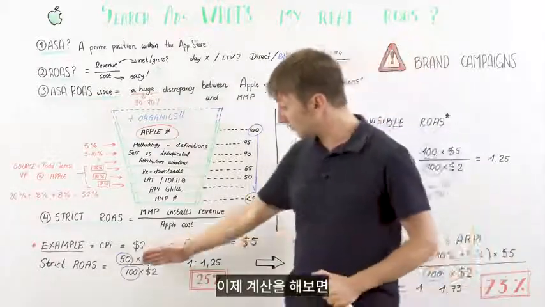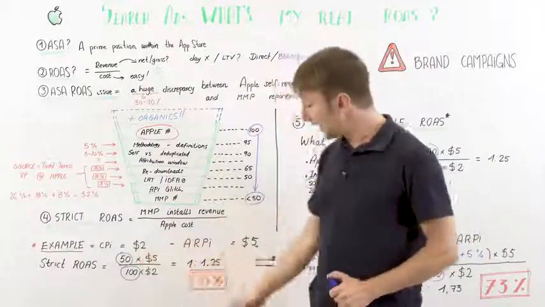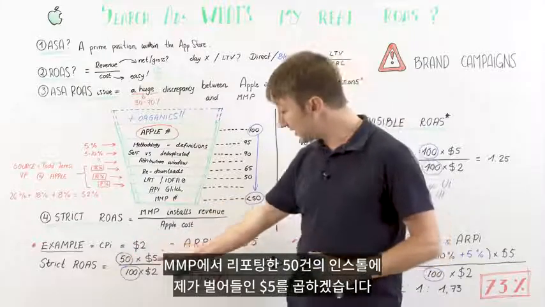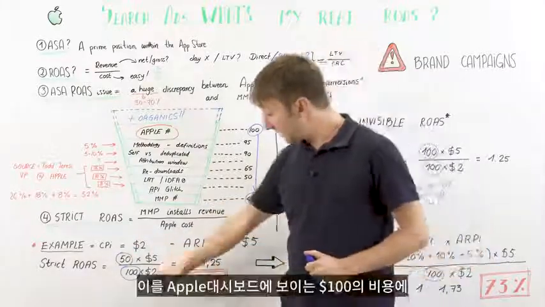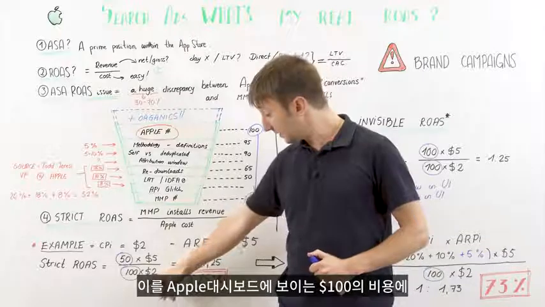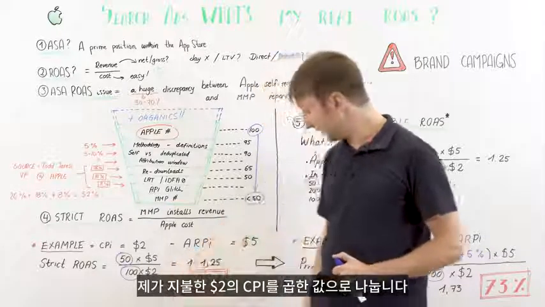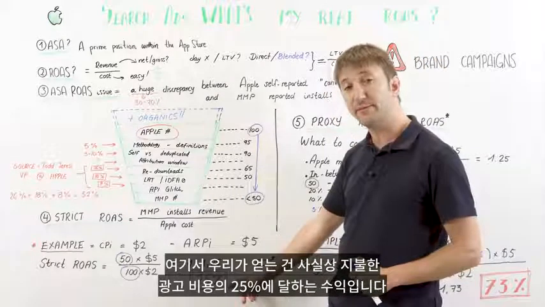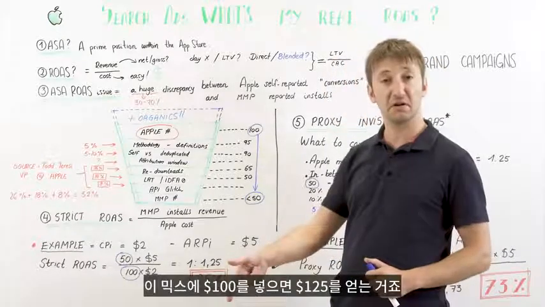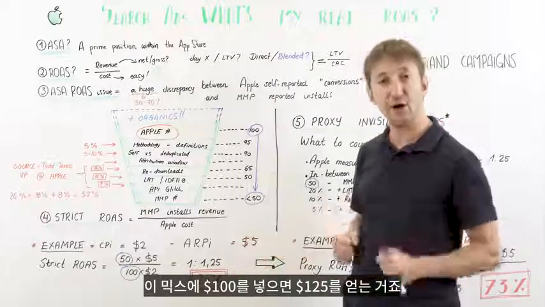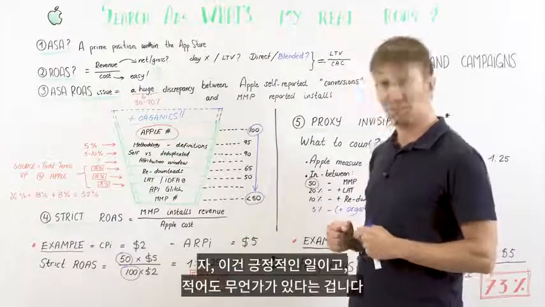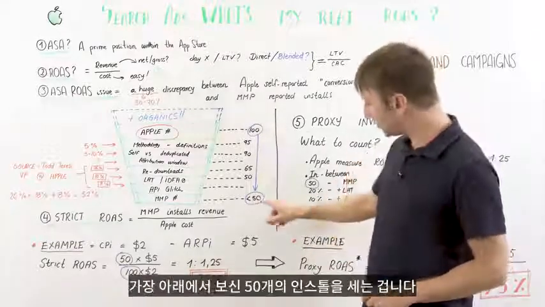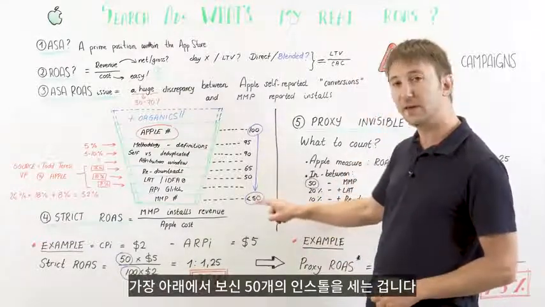If we do a little math here, and take the 50 installs that my MMP has reported to me, multiply by the $5, and divide this by the $100 that Apple is seeing, the $2 that I'm paying, what we get is that we're making a profit of 25% on this ad spend. I put $100 in the mix, and I'm getting $125 back. Well, that's positive, so at least that's something. But that's the strictest ROAS. I'm just counting these 50 installs you've seen at the very bottom.